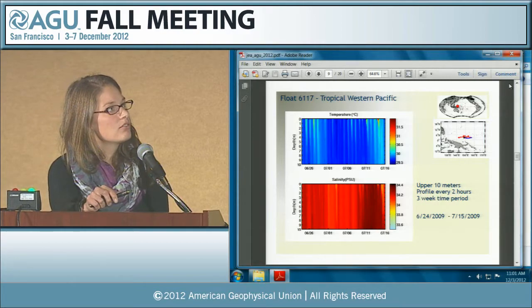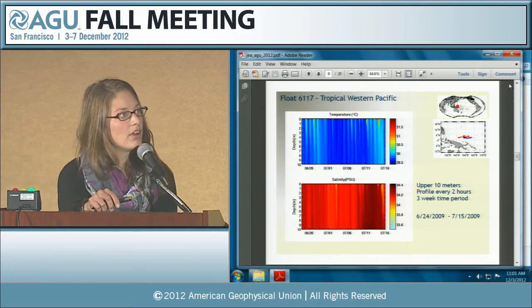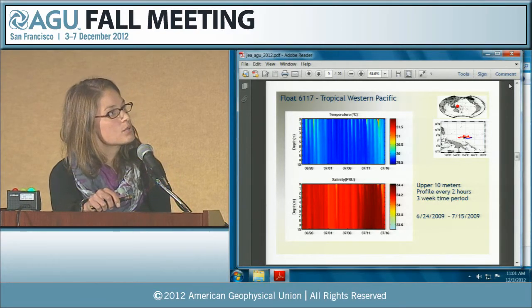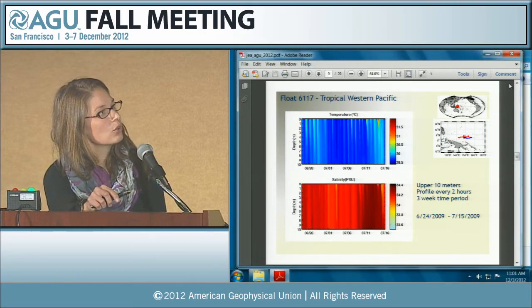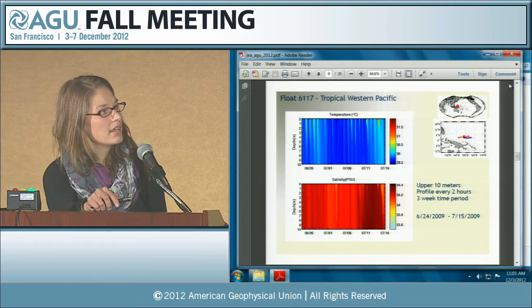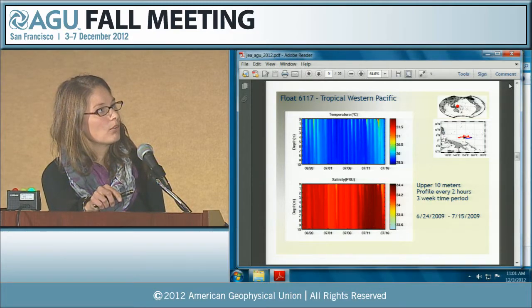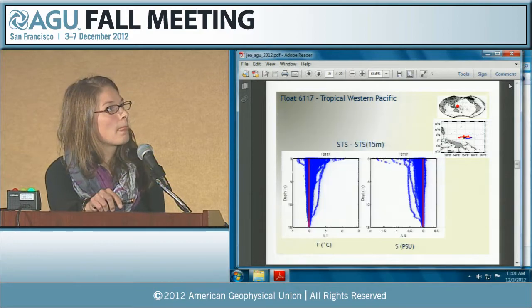The extent of this diurnal warming is primarily contained to the upper 5 meters. And likewise, we can see the effects of rainfall events with a freshening and cooling of the water column here and a freshening and warming of the water column at the end of the time period.